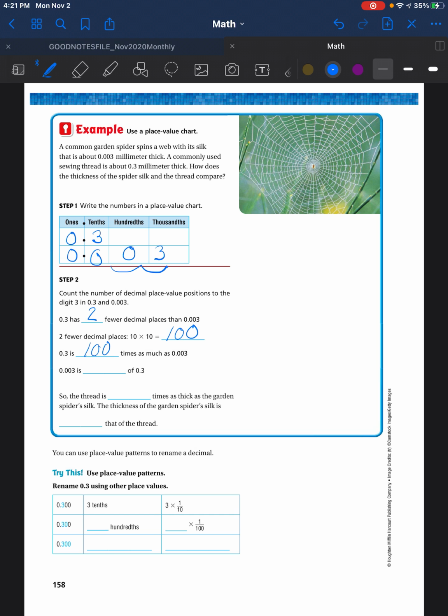The next one I have is 3/1000 is blank of 3/10. So we're talking about hundreds, right? If we look at it the opposite direction, it would be 1/100th of 3/10. So the thread is 100 times as thick as the garden spider's silk. The thickness of the garden spider's silk is 1/100th that of the thread. Okay?